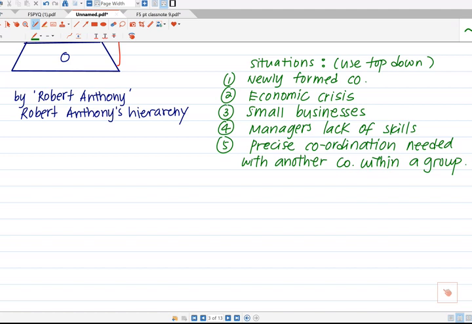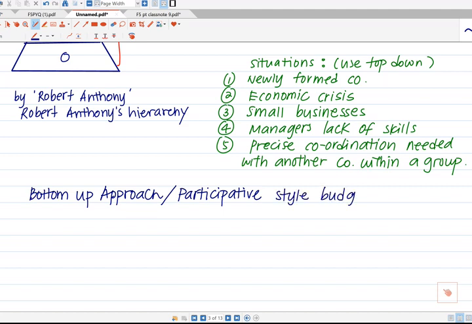Are you okay? So that's what we have for what approach? Top down. What has happened to the other one? Bottom up approach. Or in another way, we name it as participative style budgeting.